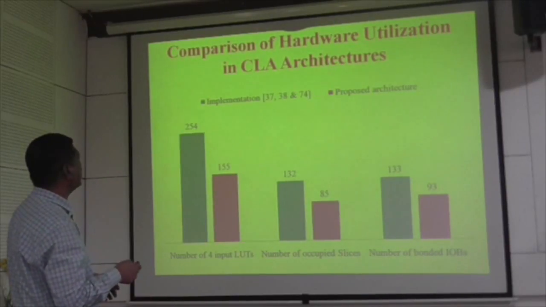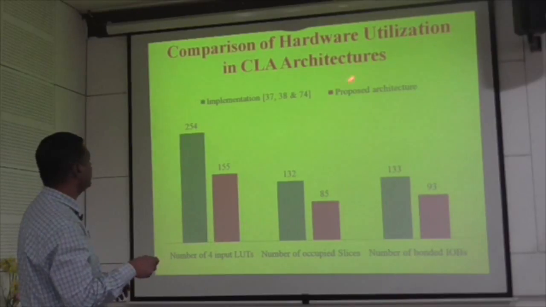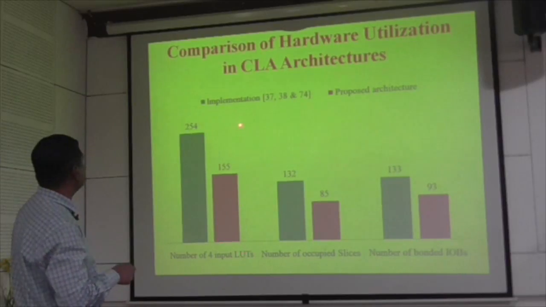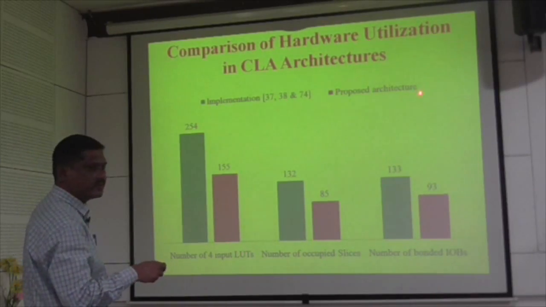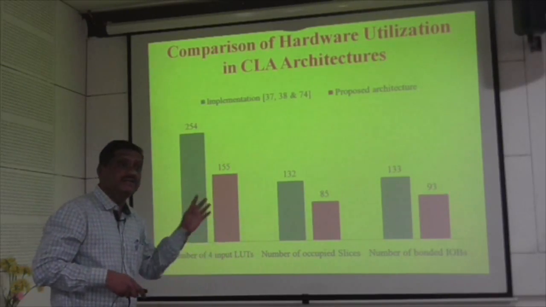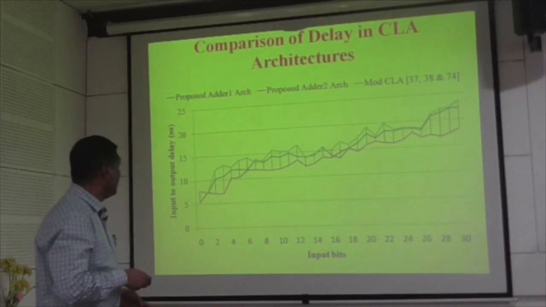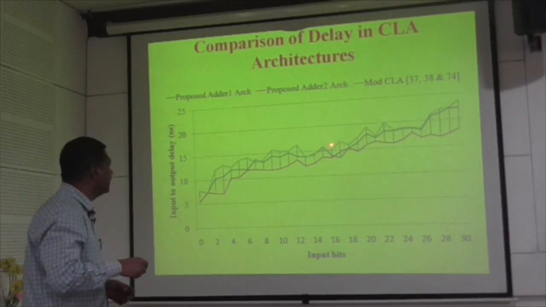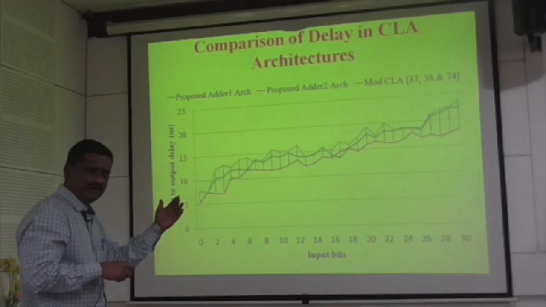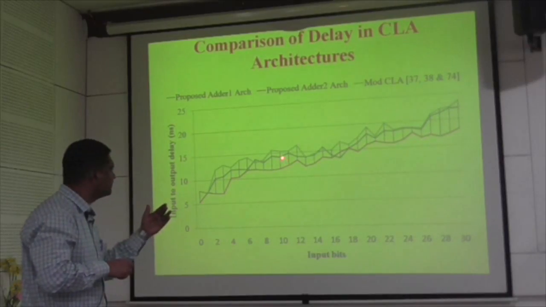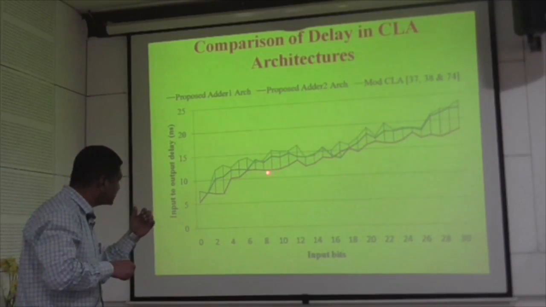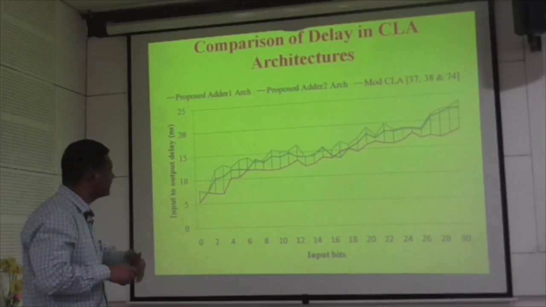And finally, this is the comparison of the CLA architecture, in number of LUTs. This is the previous implementation and this is the proposed implementation. We need minimum hardware in this CLA architecture also. Here we have three adders: one is the conventional, one is adder 1 used in the modular adder architecture, which is the adder I used in the Snow 3G architecture and is also modified, and the second is another adder whose hardware is further minimized.